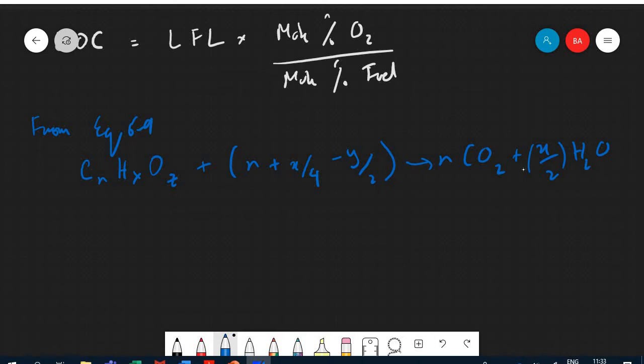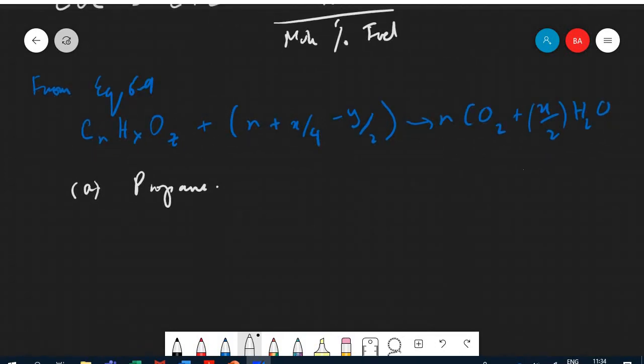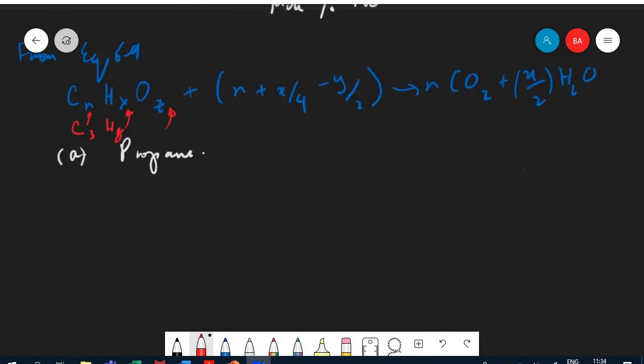So if I go for my first case, where I have propane, what are the values for propane? My propane is C3H8, so let me put it here in red. C3H8. So I can now see the value of n and the value of x. And of course I don't have oxygen in the fuel, so y is equal to 0 in this case. So I have the values of n, x, and y.